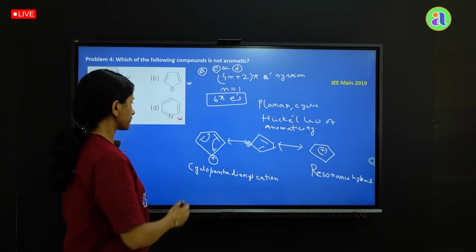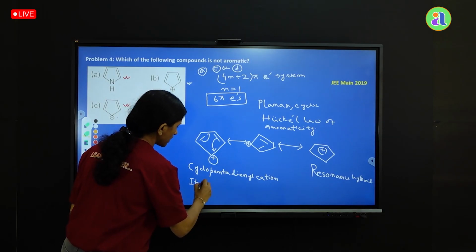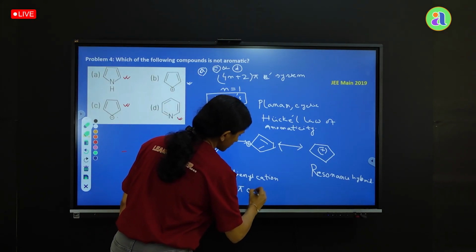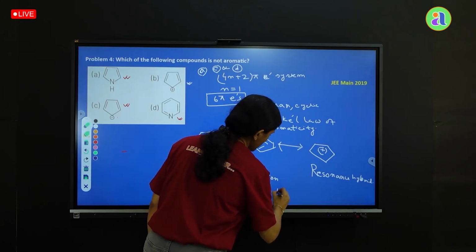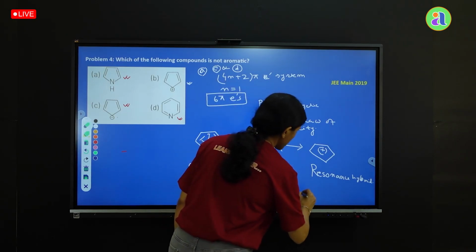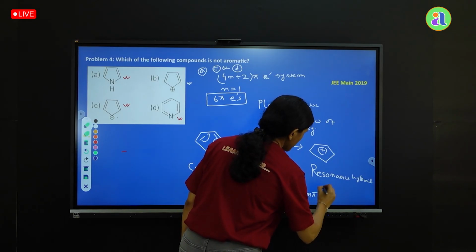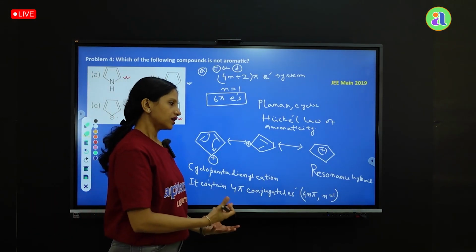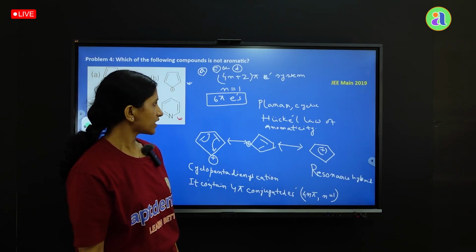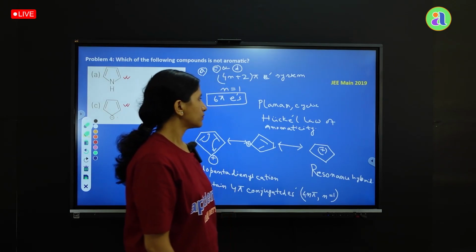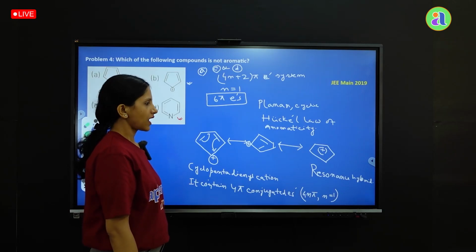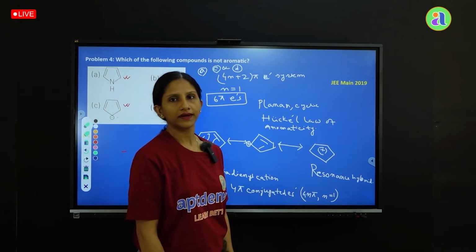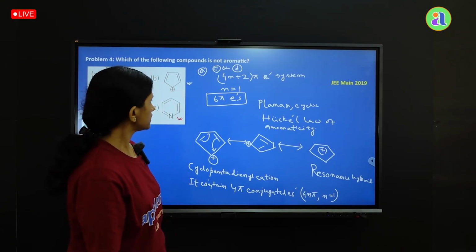So due to this fact, the cyclopentadienyl cation contains 4 pi conjugated electrons, and it follows the 4n pi electron system where n is equal to 1. As I have mentioned about Huckel's law, it is violating Huckel's law of aromaticity, because Huckel's law tells that any planar and cyclic compound which contains a 4n plus 2 pi electron system is aromatic. Because it has 4 pi conjugated electrons, it is violating Huckel's law. That's why it is anti-aromatic, right?